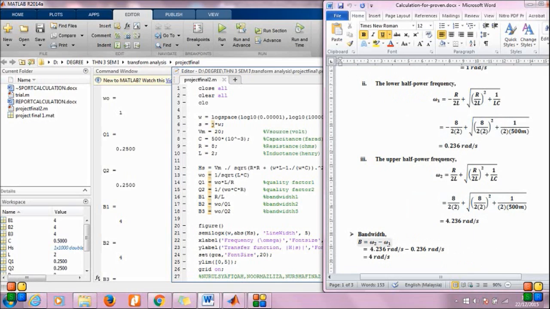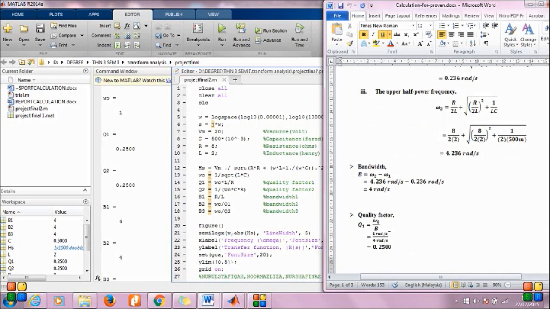Next equation is to find the bandwidth. To get the bandwidth, we need to find omega 2 and omega 1, where omega 1 is the lower half power frequency and omega 2 is the upper half power frequency. The bandwidth is equal to omega 2 minus omega 1. The value that we get is 4 radian per second, which is the same as the value in MATLAB.